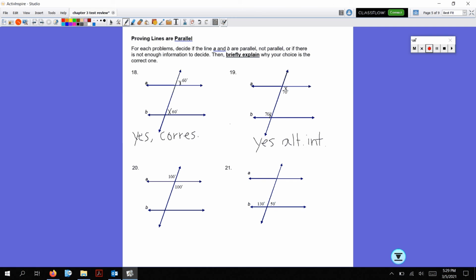All right, number 20. I have 100 degrees here and 100 degrees here. That's cool. They're vertical angles, but it doesn't say anything about B. This does not prove that the A and B are parallel. So no, vertical angles does not prove parallel lines.